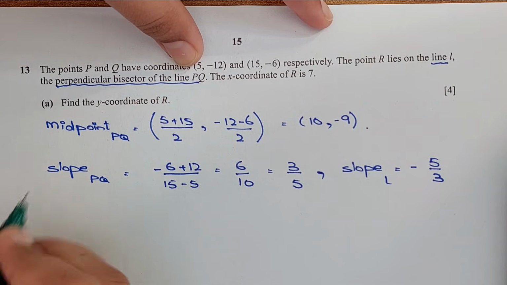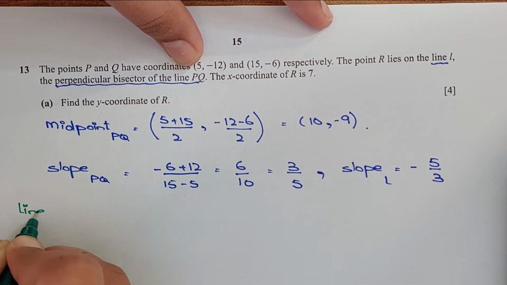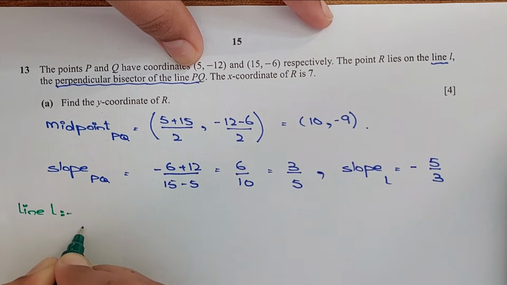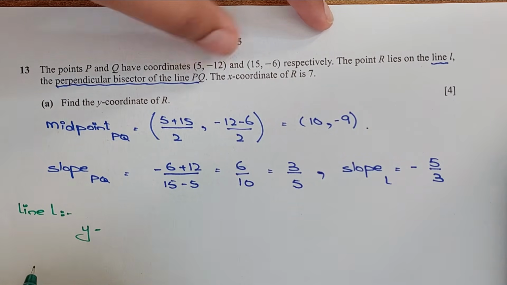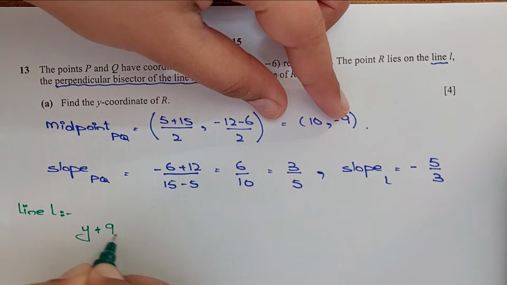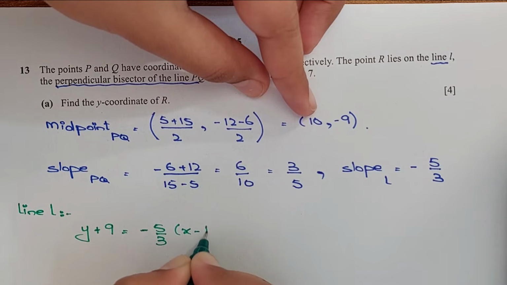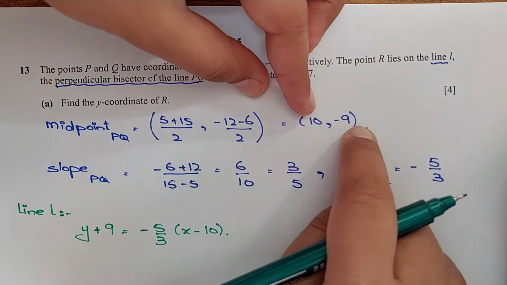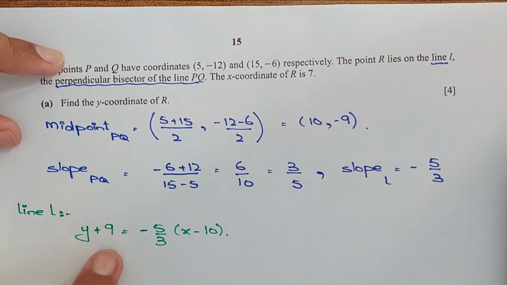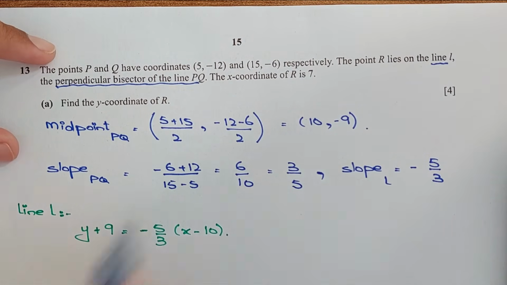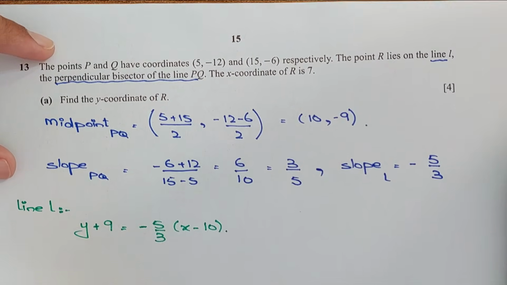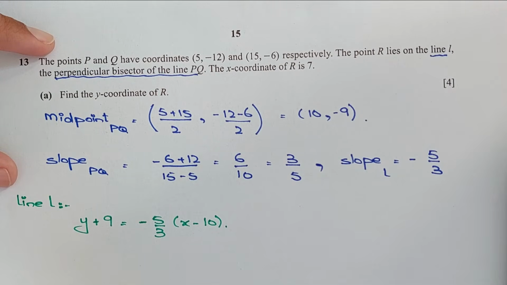Okay, let me find the equation of line L. y minus y naught, which is plus 9, equals the slope minus 5 over 3 into x minus x naught, which is 10. This is x naught, y naught, and this is the m value. This is the equation of line L, right? Now x coordinate is 7. We can find the y coordinate. When x is 7, just substitute x equals 7. We can find y.